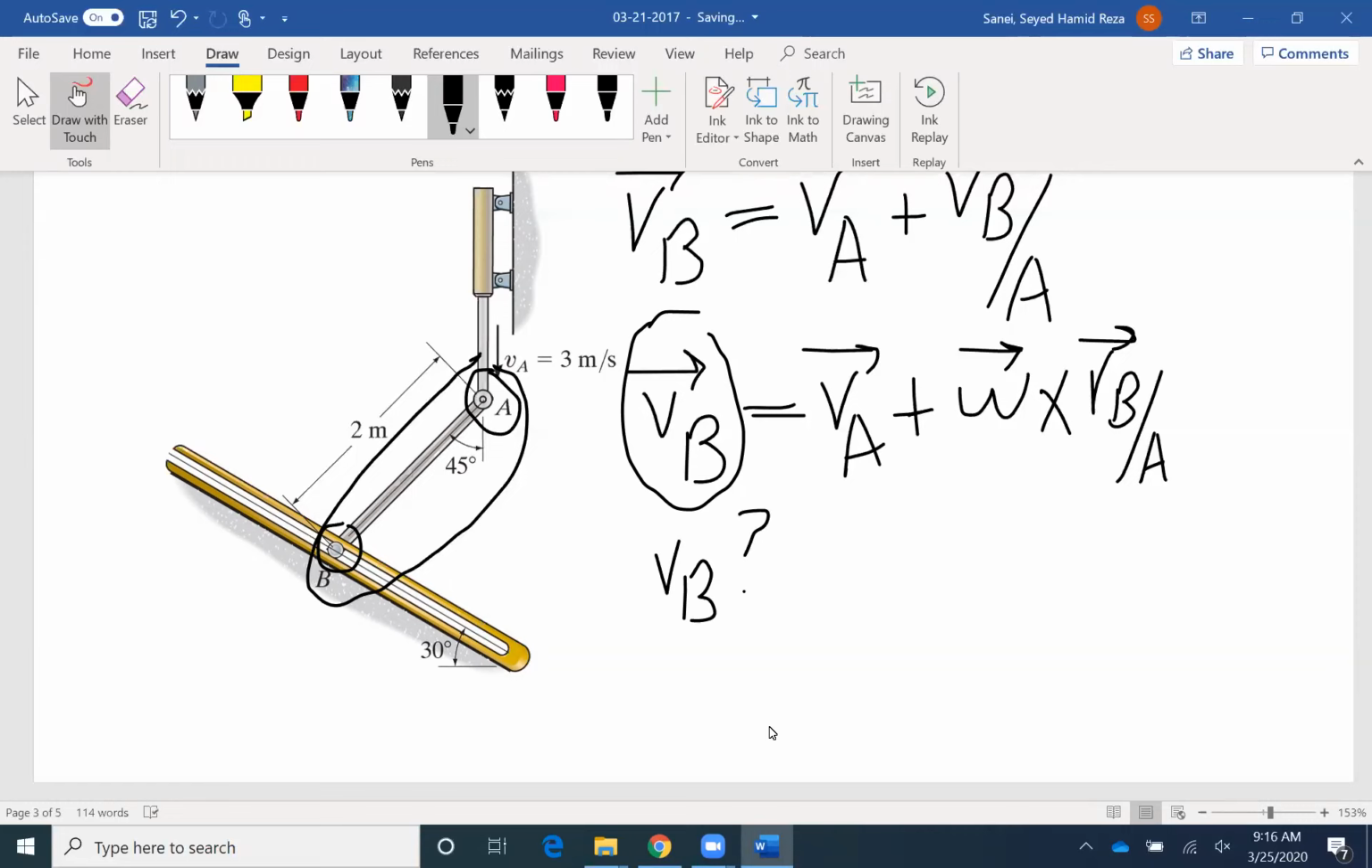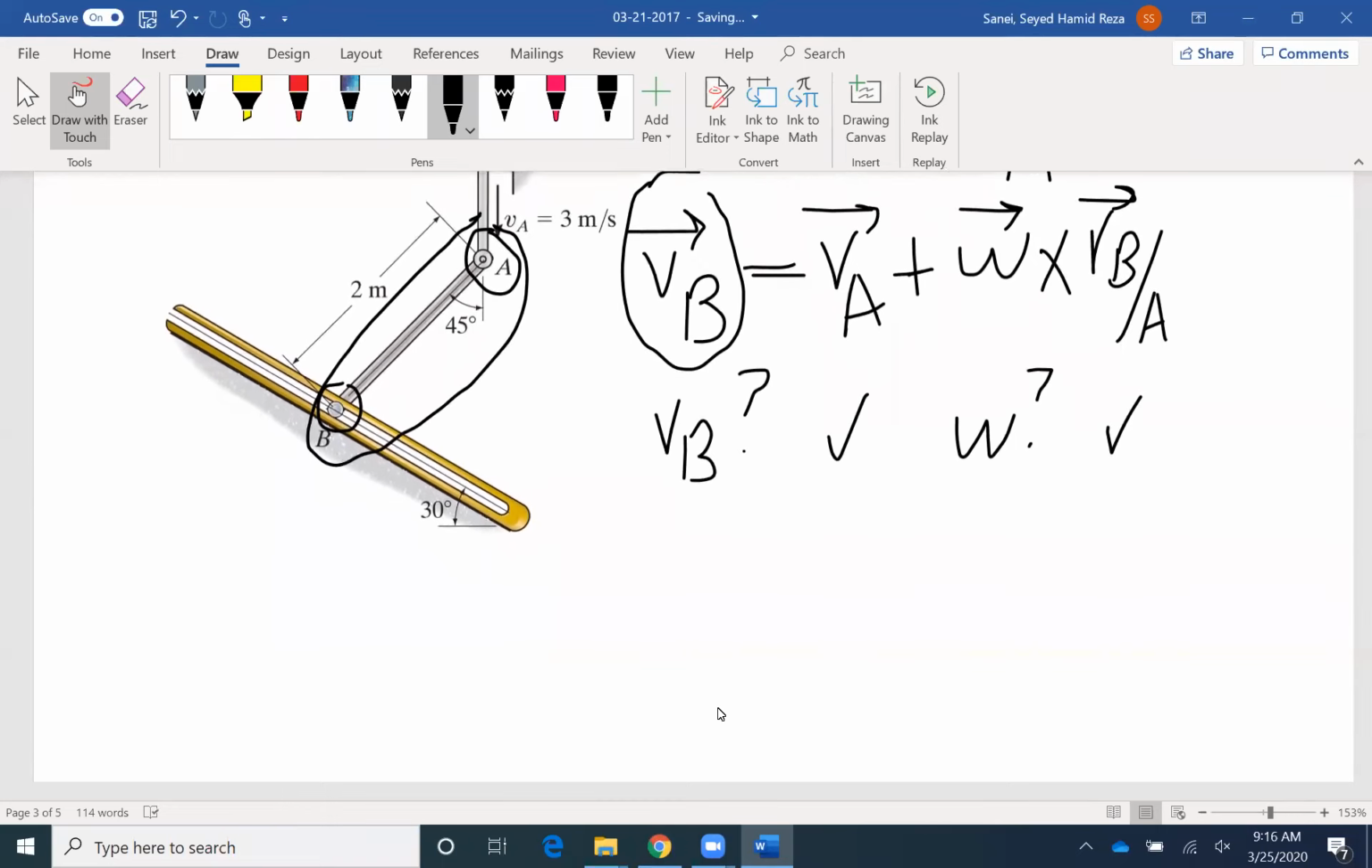Then we come to omega, which is omega AB, the angular velocity. We don't have omega. RBA, we have the dimension and we have the direction. So we have everything about RBA. So we have two unknowns, so we can solve the problem. Our first task is to present everything in a vector form. VB, let's present it in a vector form.